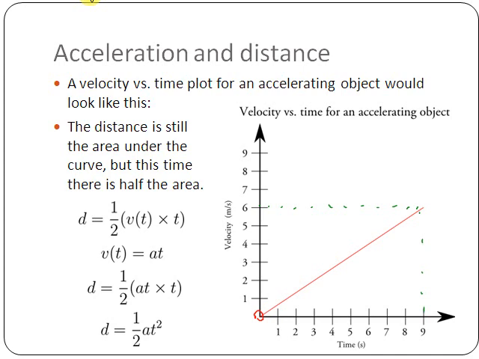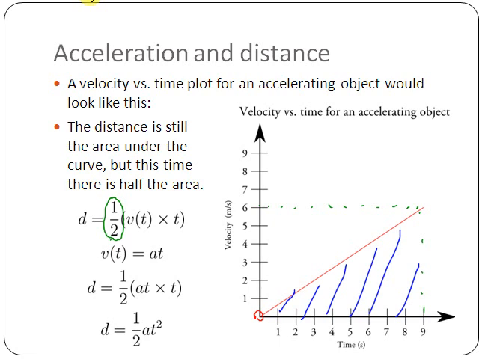Now, the same thing that we said before is still going to be true, that if I want to find the distance this object travels, I need to find the area underneath this section. But instead of being a rectangle anymore, this would be a triangle, and this triangle has half the area that the old one does. So the distance is still the area under the curve, but this time there's half the area. And so what we're going to do is put a 1/2 out front of what we have when we're trying to find our distance for an accelerating object.